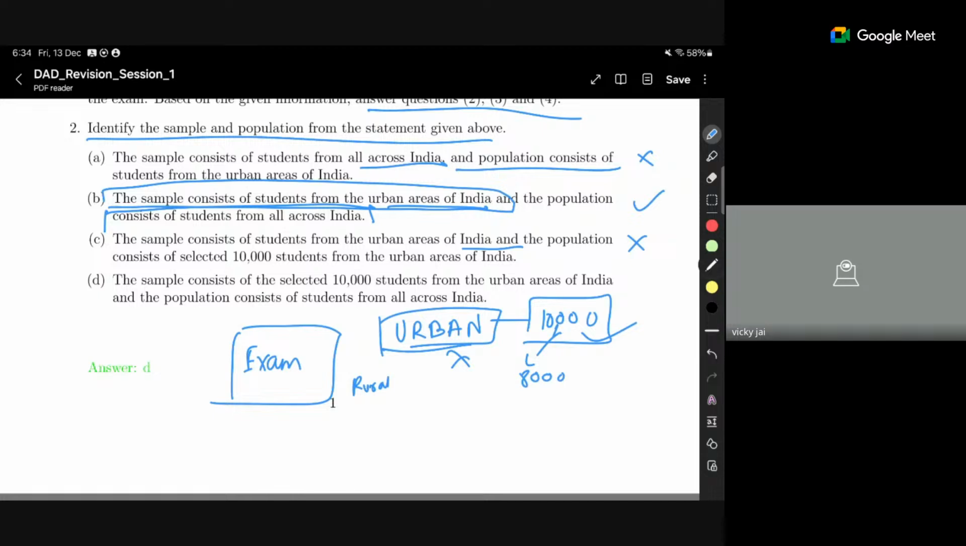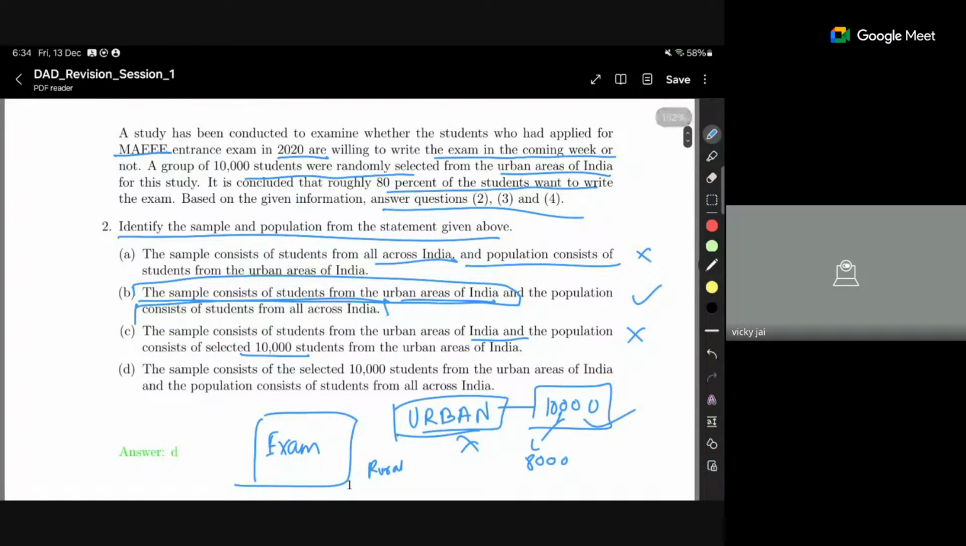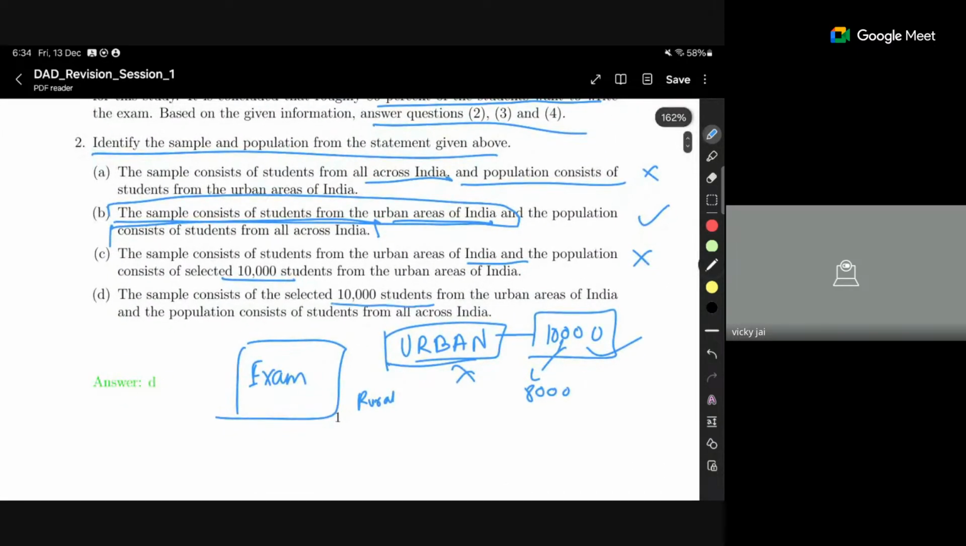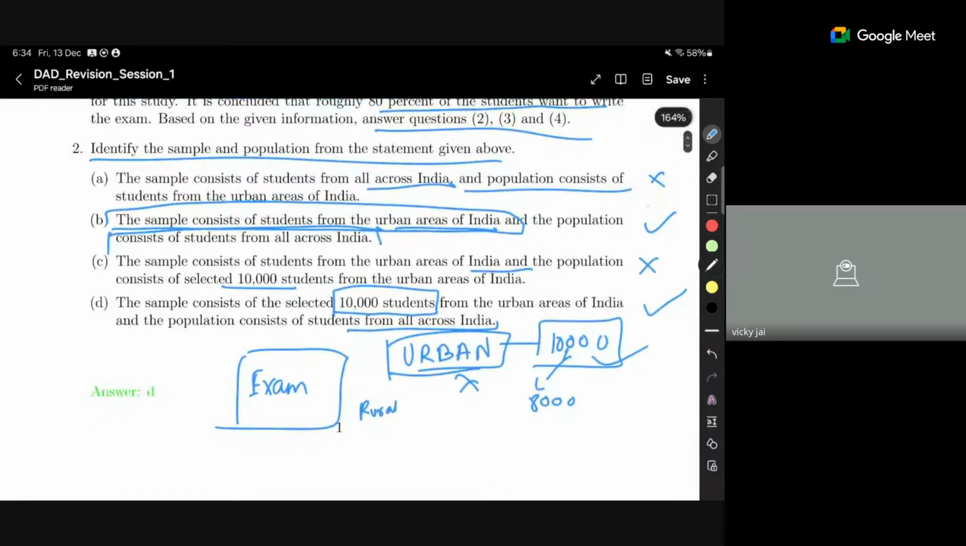This is not correct, right? The population is the students who are about to write the exam. So this is not correct. 10,000 is not the population. The population is actually the whole thing. The exam is about to happen, and whoever is going to write it across the whole of India, we have to take as the population. The sample consists of 10,000 students from urban areas of India, and the population consists of students from all across India. So this is also okay.